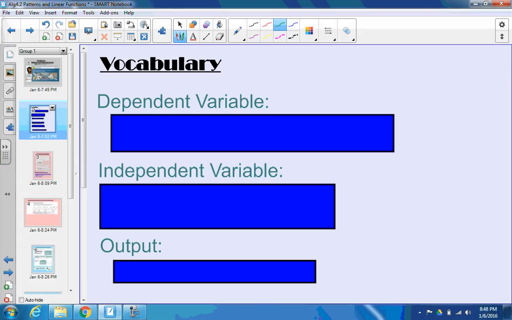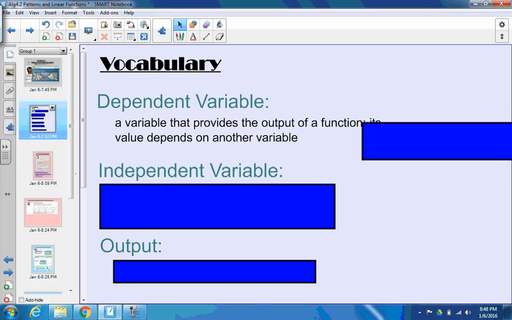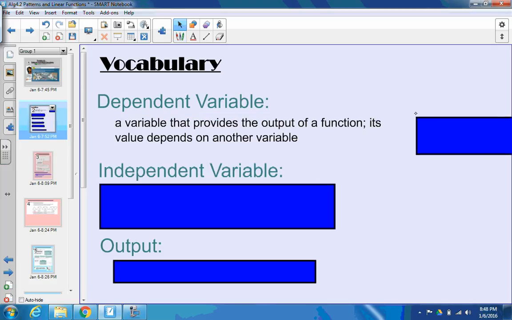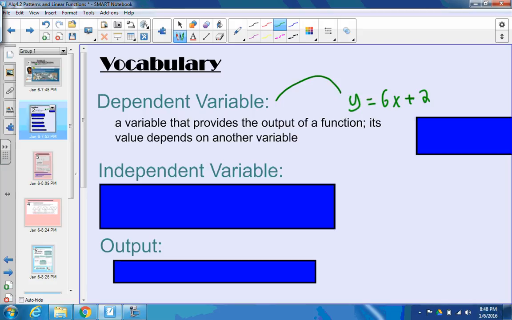First one is dependent variable, and you might remember back from last year that a dependent variable is a variable that provides the output of a function. Its value depends on another variable. So usually when we're dealing with equations, our dependent variable is the y. So if we have y equals 6x plus 2, you can see that there's two variables in there, things that would change. That would be the x and the y. The dependent is going to be that y, because y depends on whatever x is going to be.